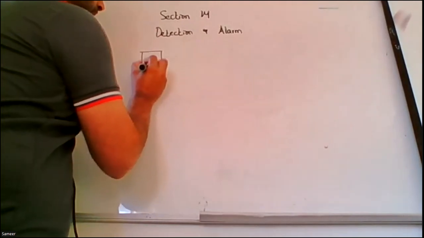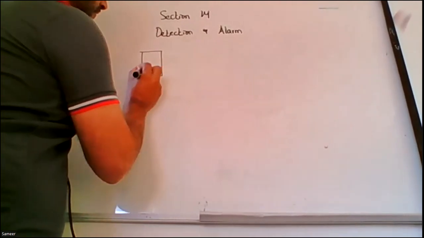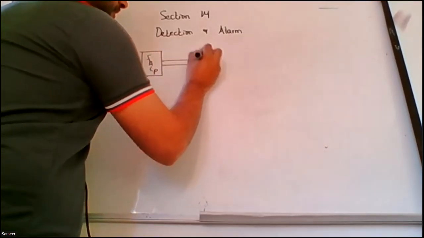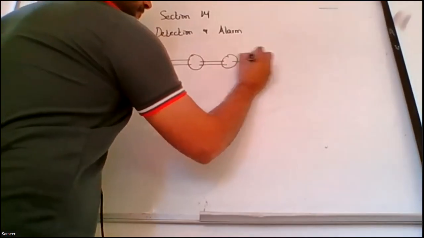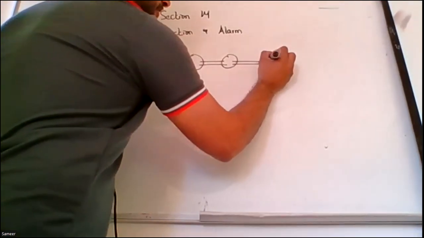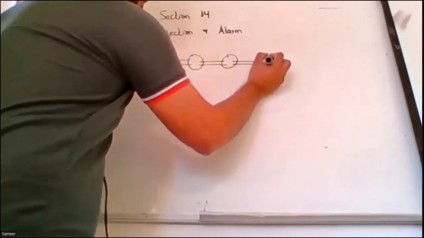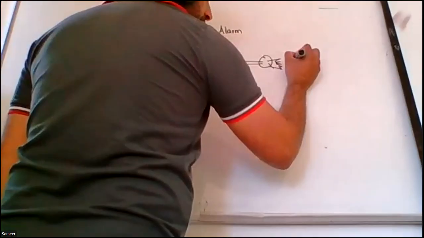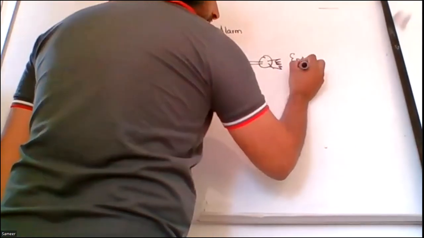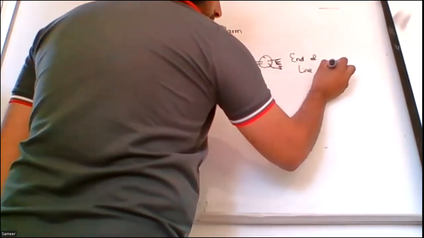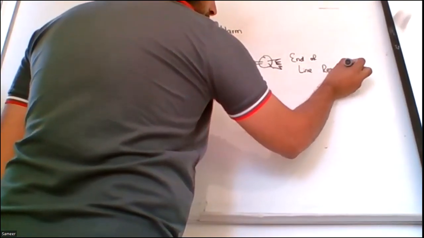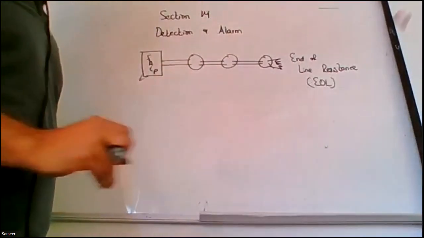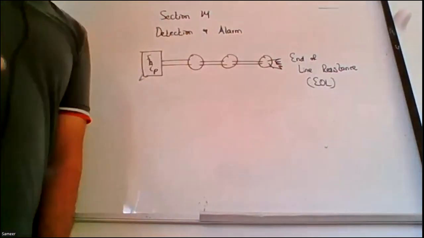In any fire alarm control panel, if the control panel is a conventional type, usually we have a series connection. All the detectors are connected in series. At the end of the detector line, we have a very high resistance known as end of line resistance, EOL. Each detector is connected in series.